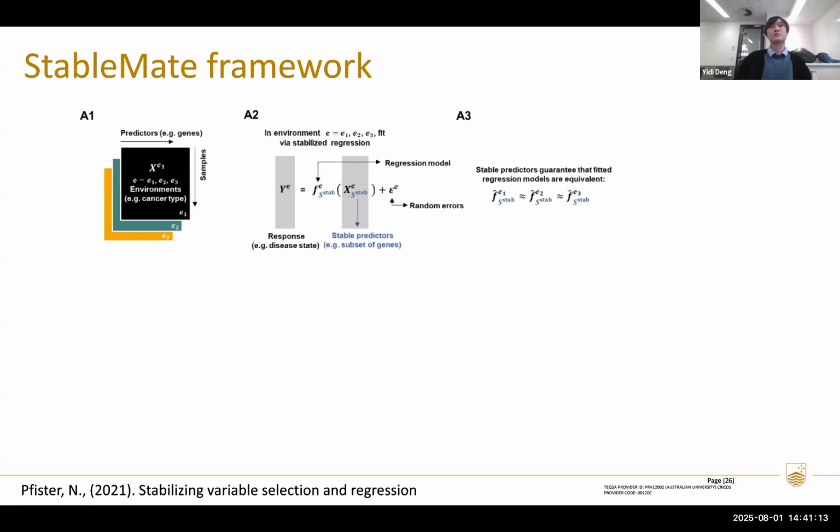What is the environment in the context of cancer? For example, in cancer research, we have pan-cancer research. We want to find the molecular mechanisms causing not just, for example, non-cancer, but also different cancers, like pancreas cancer, brain cancer, etc. So it can be cancer type, or it can even be cancer subtype.